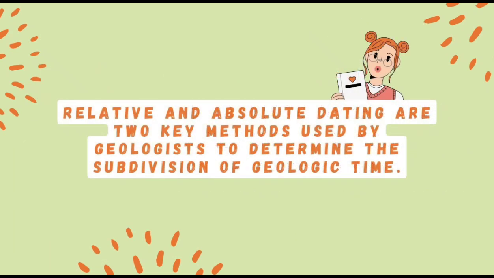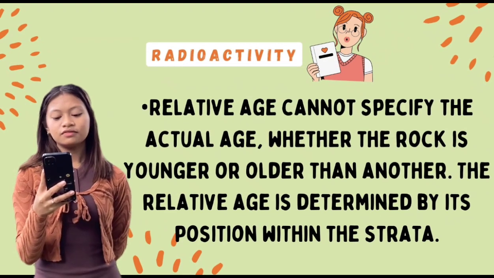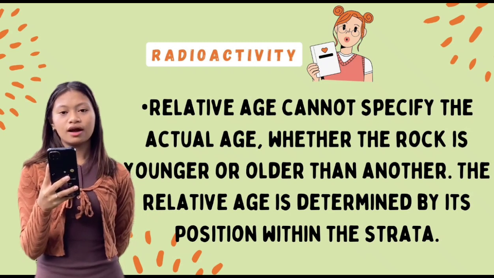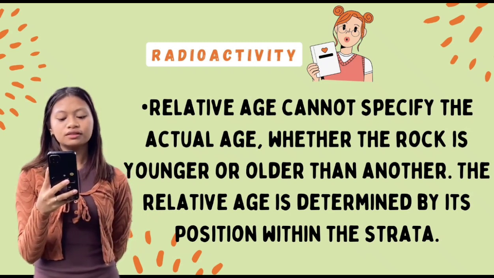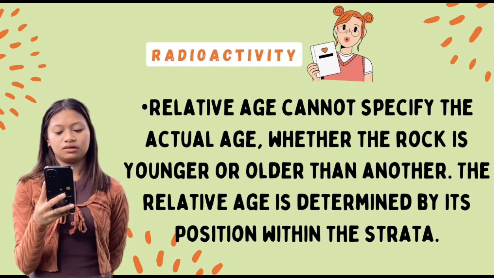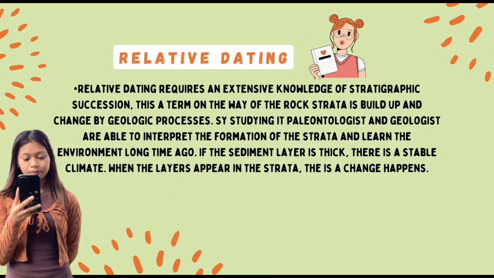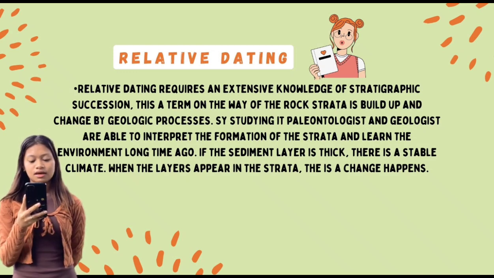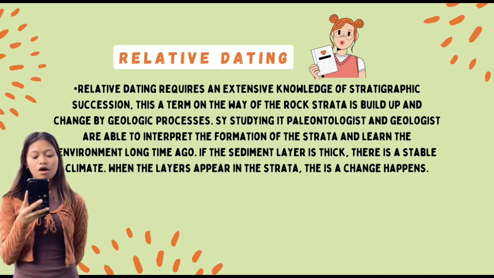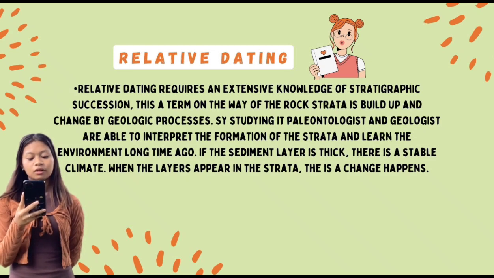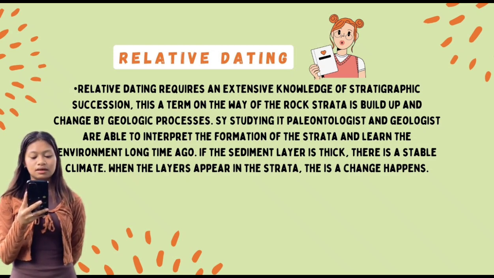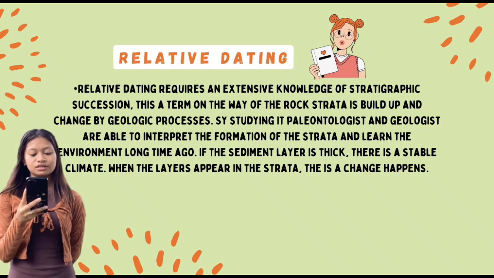Relative and absolute dating are two key methods used by geologists to determine the subdivision of geologic time. Relative age can specify whether a rock is younger or older than another. By studying this, paleontologists and geologists are able to interpret the formation of strata and learn about the environment. If the sediment layer is deep, there is stable sediment. If the layers of strata change, the environment changes.